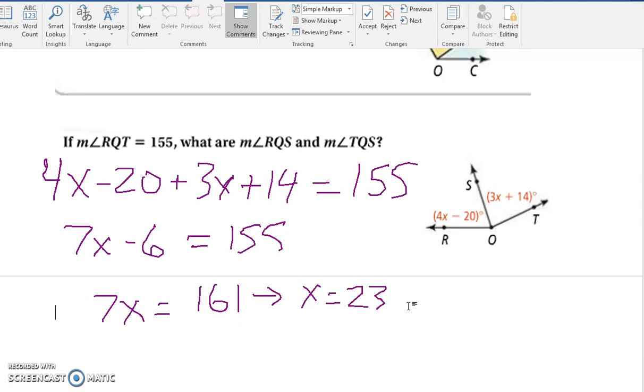I suppose what they're really wondering is what we are going to get for the measures of RQS and TQS. So all you would have to do then is take this 23 and plug it in for the x there, and simplify. Take the 23, plug it in for this x, simplify this. Together those two new answers should get us 155. So I might just leave that up to you to see if that does work out in the end.